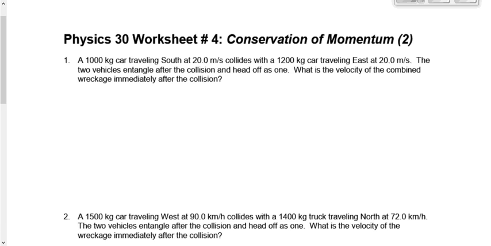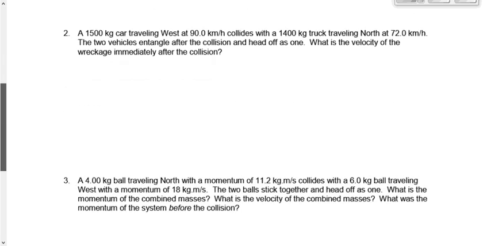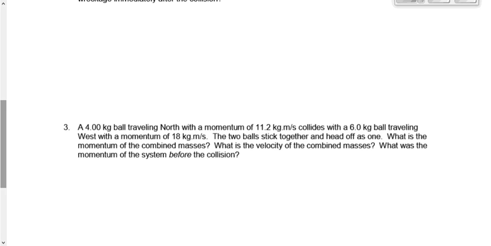It says a 4-kilogram ball traveling north with a momentum of 11.2, not a velocity, a momentum of 11.2, collides with a 6-kilogram ball traveling west with a momentum of 18. They stick together, head off as one. What's the momentum of the combined mass? What's the velocity of the combined masses? And what's the momentum of the system before this collision even took place?